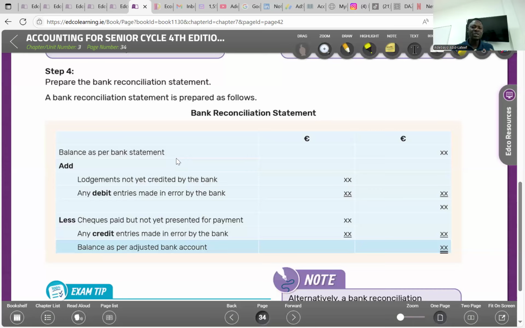As soon as you prepare the adjusted bank account, whatever figure you have becomes your balance as per bank statement. Then you add uncredited checks and any debit entries made in error by the bank. You less unpresented checks and any credit entries made in error by the bank. So whatever you get will become your balance as per adjusted bank account. That is how to prepare a bank reconciliation statement.